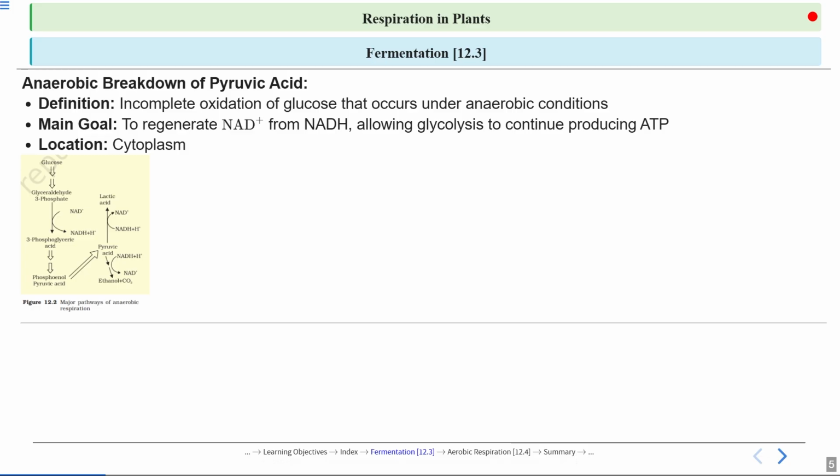So what happens here? Reduction. The two molecules of pyruvic acid are directly reduced to two molecules of lactic acid. And the two NADH molecules produced during glycolysis are oxidized back to NAD plus during this reduction. So the end product, if you look here, is lactic acid. And the net energy gain is 2 ATP, which is coming from glycolysis. So here, in both cases of fermentation, the energy released is much less as compared to aerobic respiration.